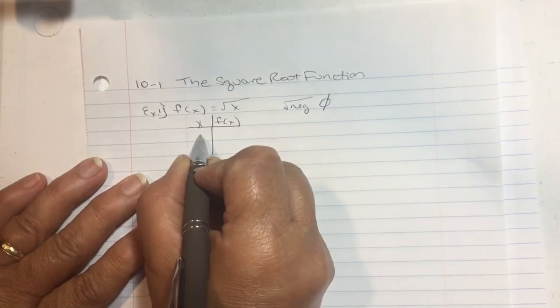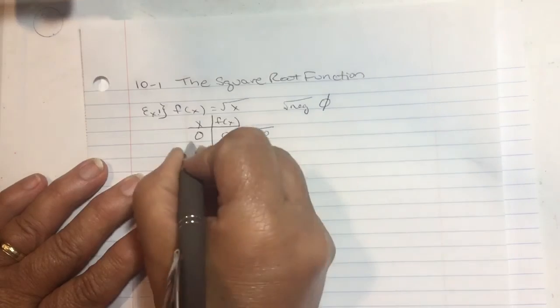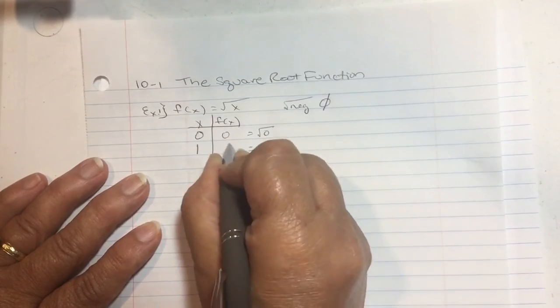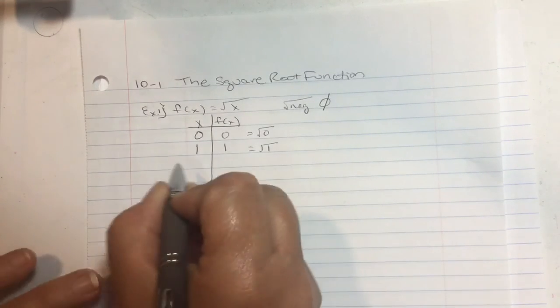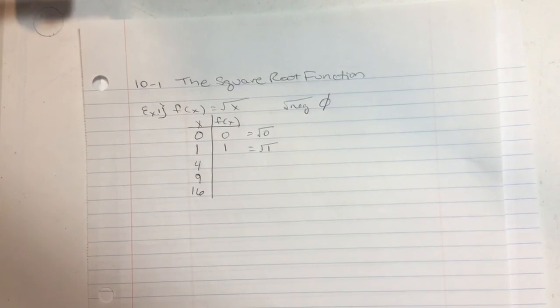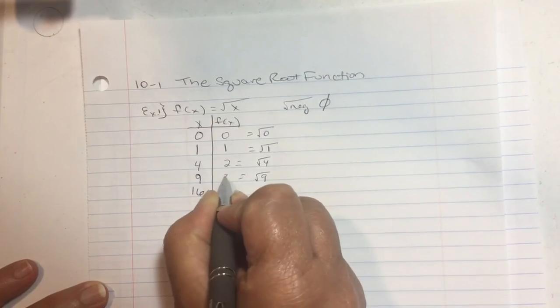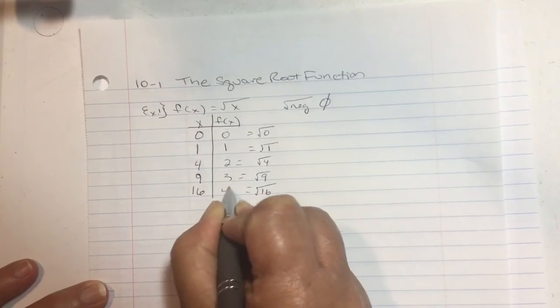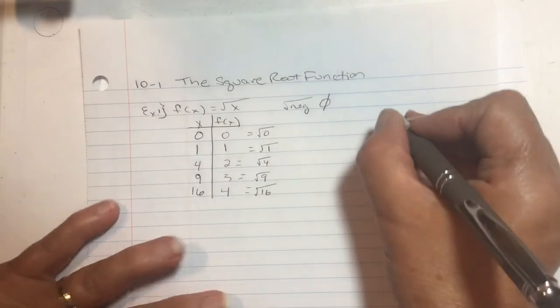Now, can you take the square root of 0? Yes, you can. The square root of 0 is 0. How about 1? Well, the square root of 1 is 1. Now, I can use the calculator and do 2, but since I'm in control over the x's, let me pick things that I can take the square root of mentally, like 4 and 9 and 16. The square root of 4 is 2, the square root of 9 is 3, and the square root of 16 is 4. Notice I have all positive values.